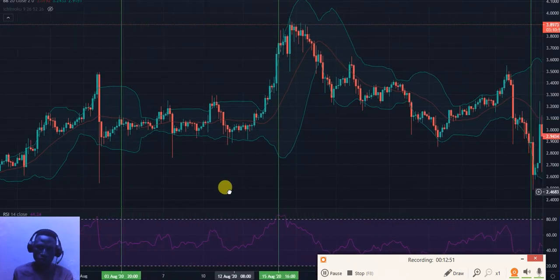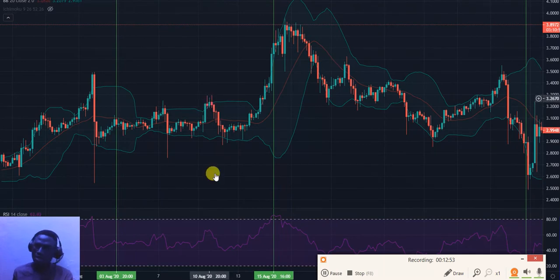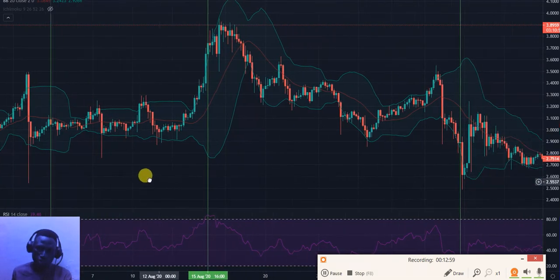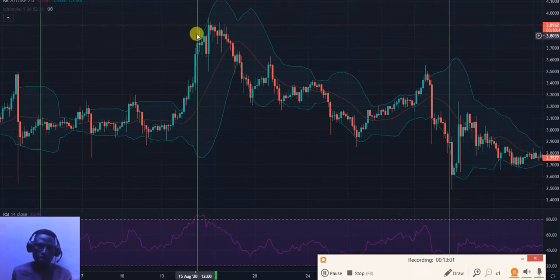Let's move. It came out of the band here, it didn't touch the RSI. You leave the trade. Same here. You leave the trade. Now look at the trade there.